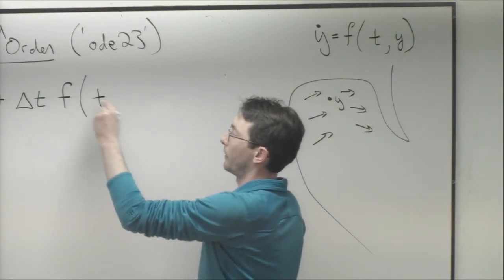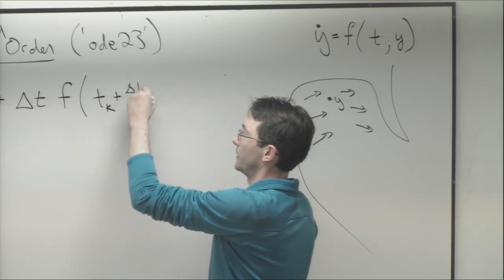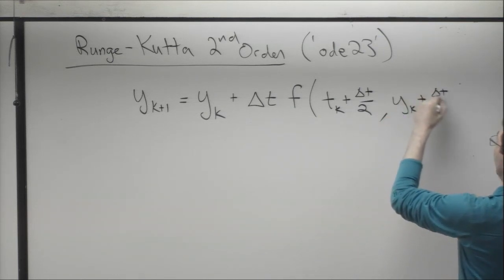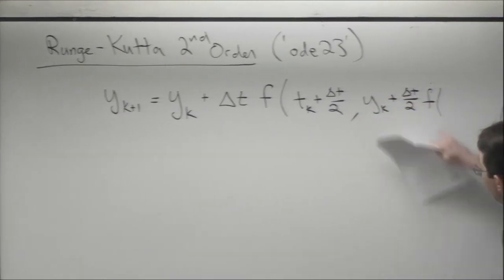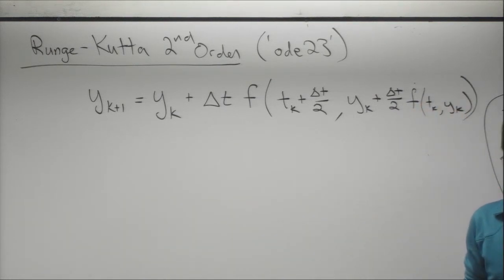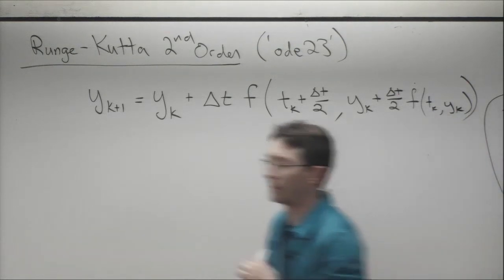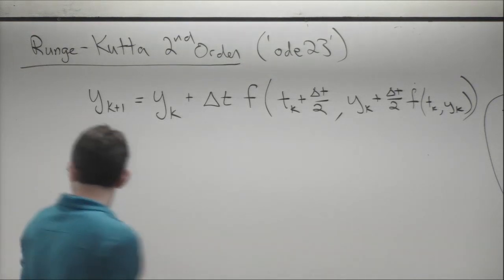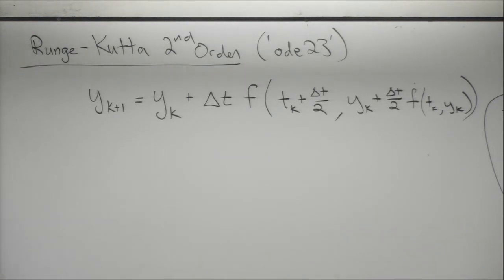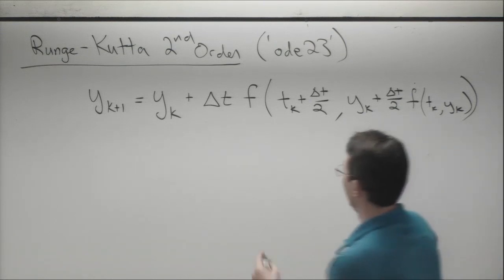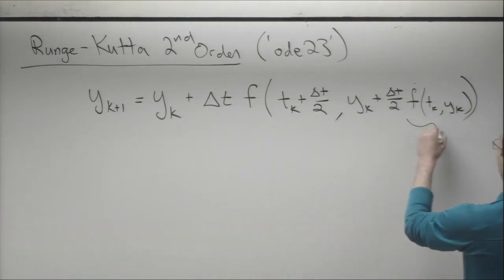Okay, so we're going to evaluate our function at time tk plus delta t over 2, and at a point yk plus delta t over 2 times f evaluated at tk, yk. Seems like a weird expression, maybe a little bit complicated, but it's actually really easy to interpret what's going on here. The way that I like to think about this is that I break this up into two steps. First I say, let's call this F1.